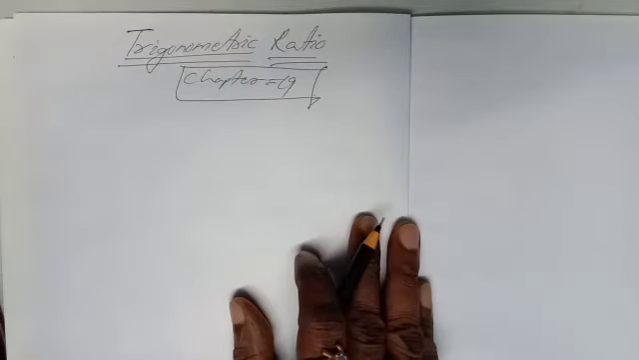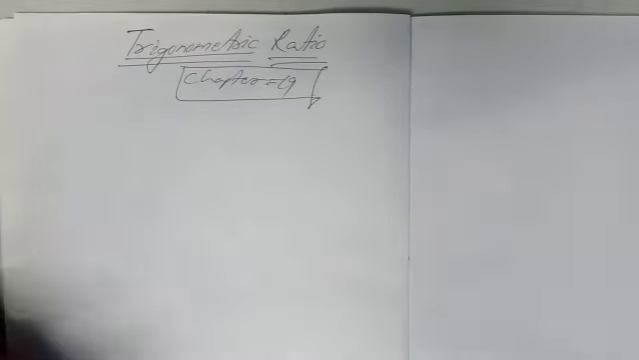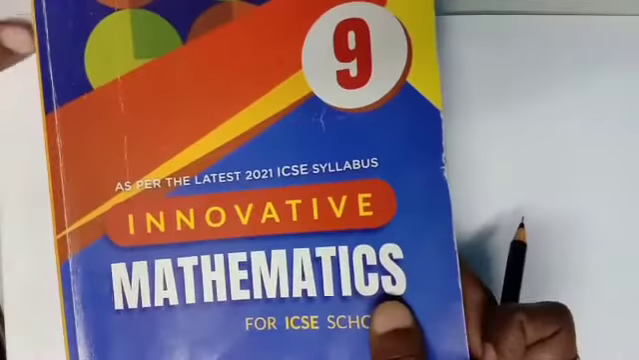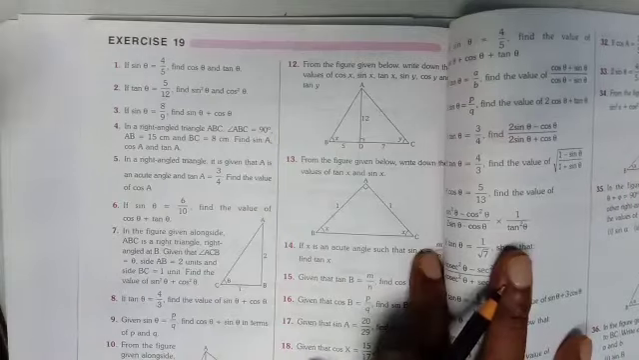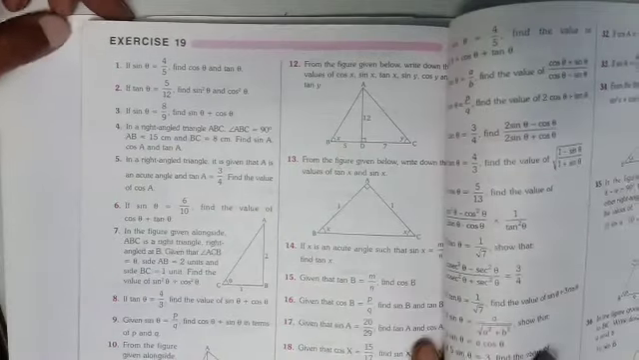Students, today I am going to continue the chapter Trigonometric Ratio, chapter number 19. Few sums are left from this exercise. Your book name is Innovative Mathematics. Last class also I completed some sums. The exercise 19, few sums left, that I am doing.